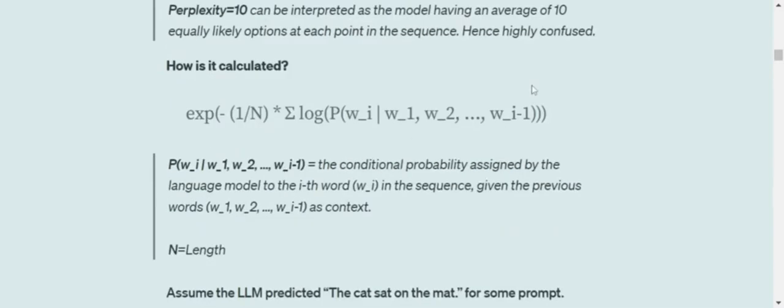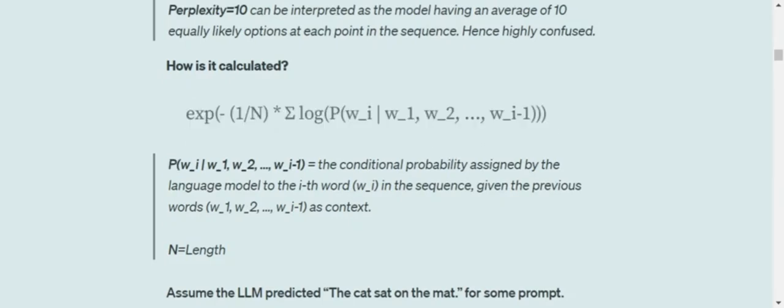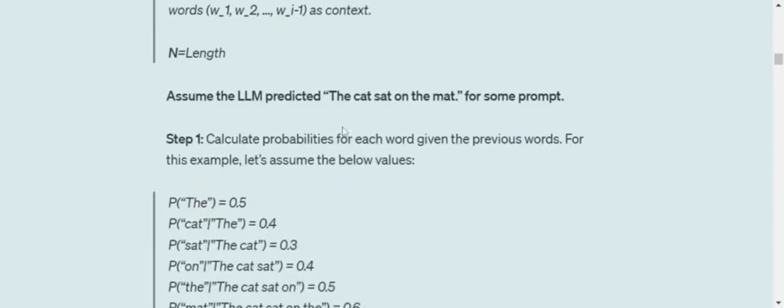So, how is it calculated? Using this particular equation, this mammoth equation that might look very dangerous to you, but I will be trying to demystify it. So assume that we have this particular text given by the LLM: The cat sat on the mat. So basically, assume that you gave some prompt and you got this output. Do remember that for perplexity, you don't need to have any ground truth.